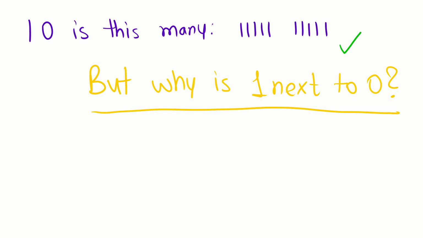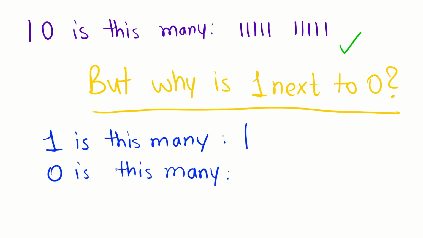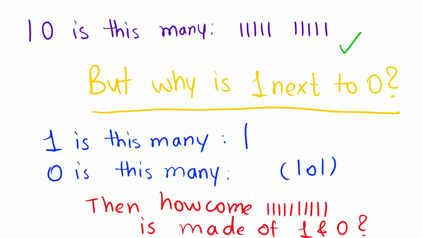But why is 10 made up of 1 and 0? Why is 1 next to 0 in 10? 1 is these many, one finger. 0 is these many. It should be these many. Nothing is being held up, so lol. Then how come this 10, well, now just read the sticks, 10 sticks is made up of 1 and 0? That is the question that I want to address in this video.